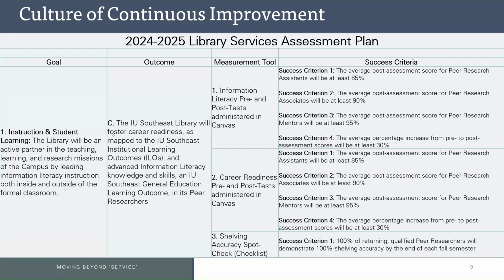Based on those data, we then go back to the Canvas modules. We go back to the program itself. We go back to individual trainers and we say, what's lacking if we're missing? Why did they not learn this in the way that they should? And then we tweak the program.